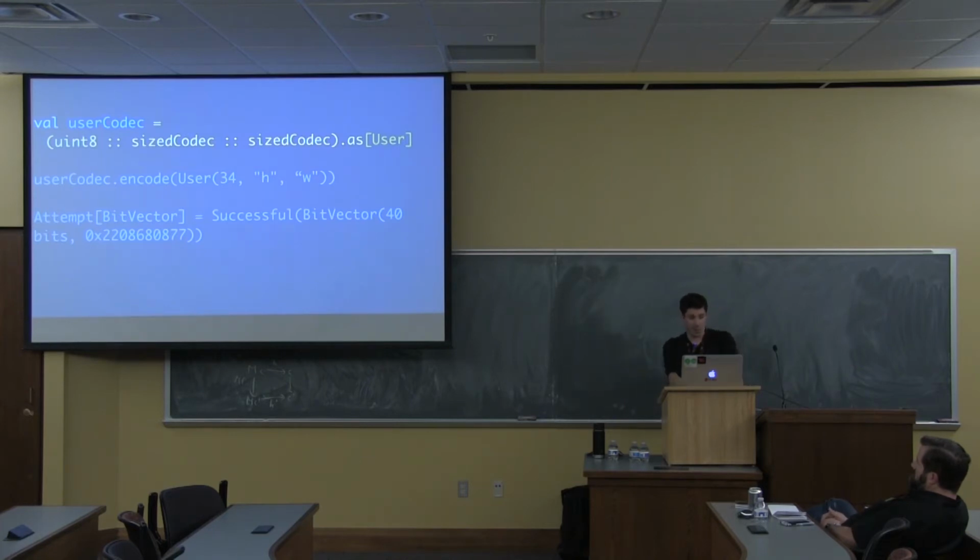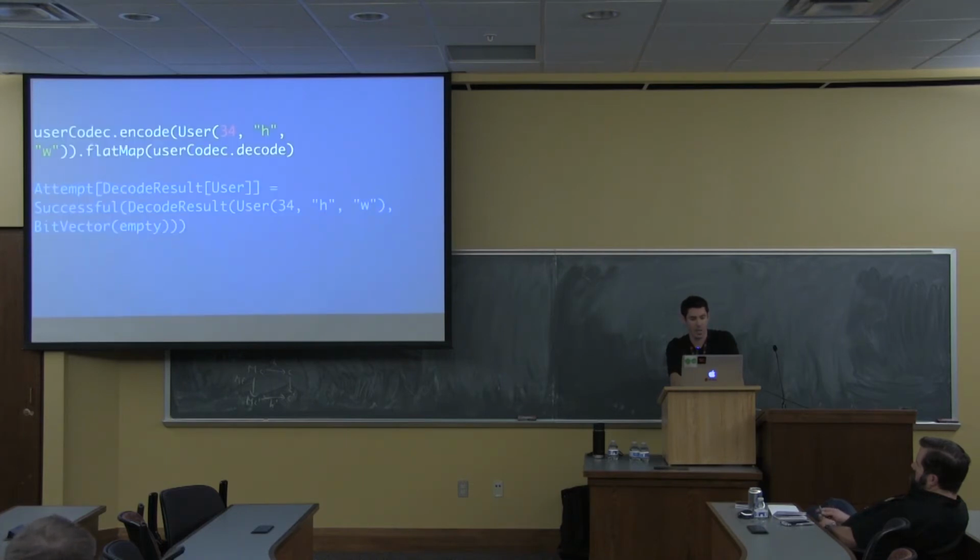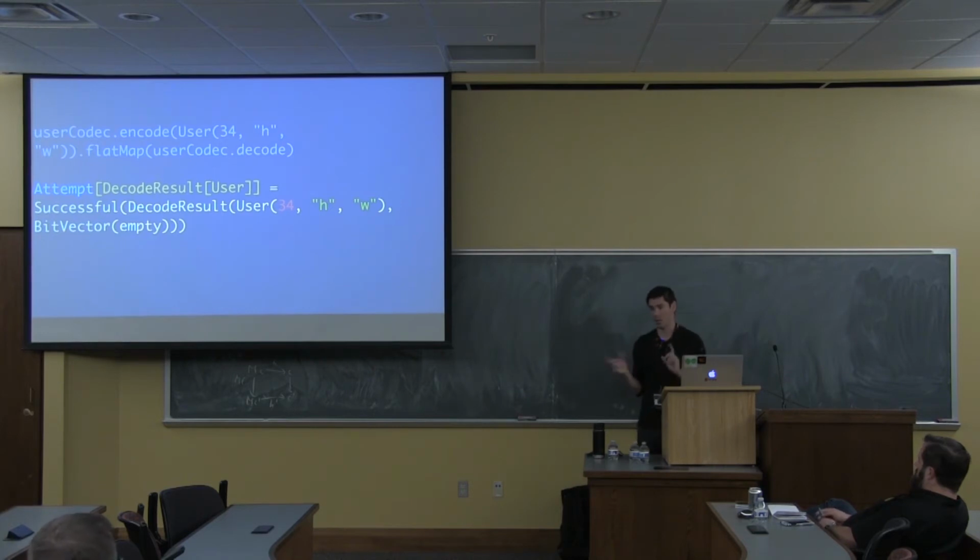User codec. All right, I'm going to need uint8 for the age, size codec, and a size codec. Cool. It looks more interesting now. So now we have those length prefixes in there. And when we round trip, as you see, it now knows how to read each part into the right spot of the tuple. So this is cool. We can now combine our little primitive codecs into more interesting codecs, and then just magically turn them into case classes.